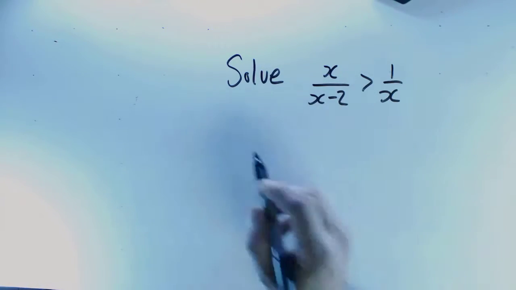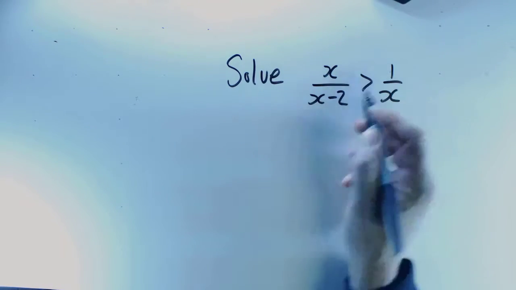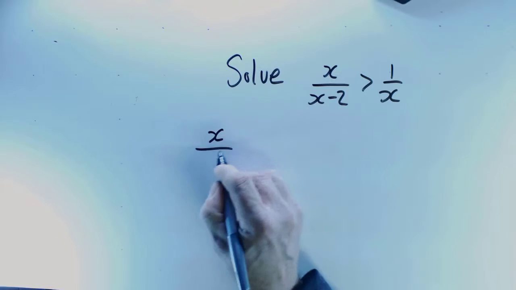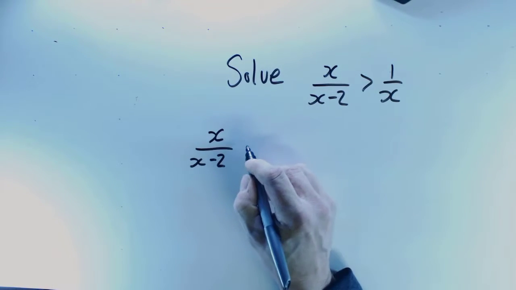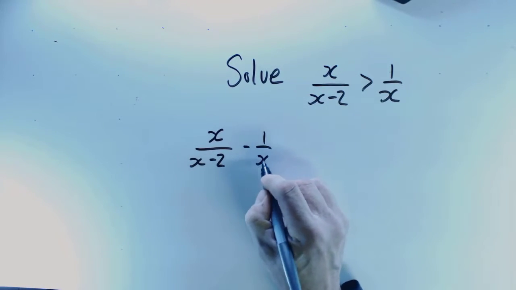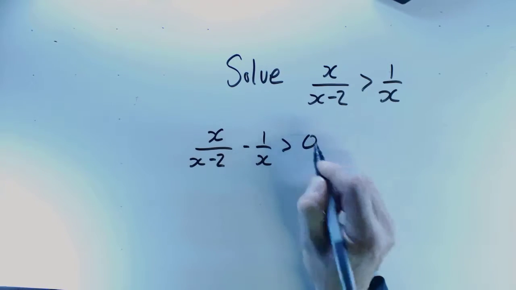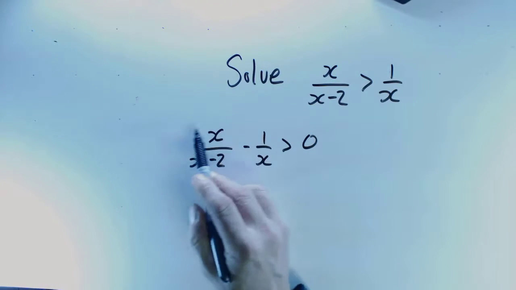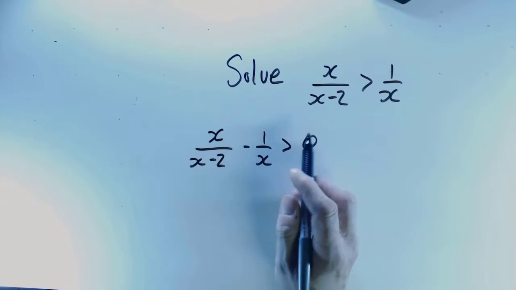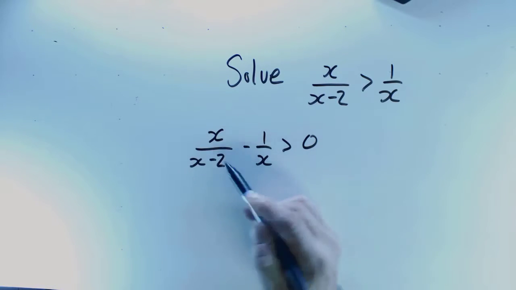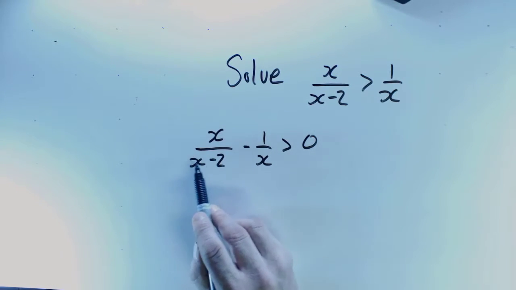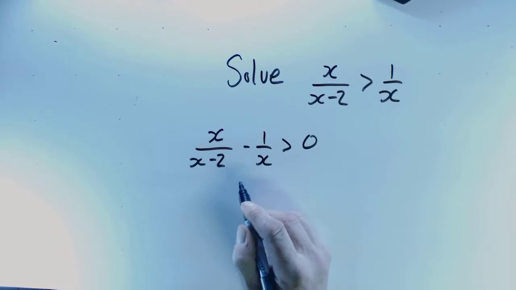I definitely prefer, when you're dealing with the inequality, to move everything over onto one side so that you are not dealing with cases, because that's just insane. Okay, we're going to add these fractions, and so we need a common denominator, and that common denominator is just going to be x times x minus 2.